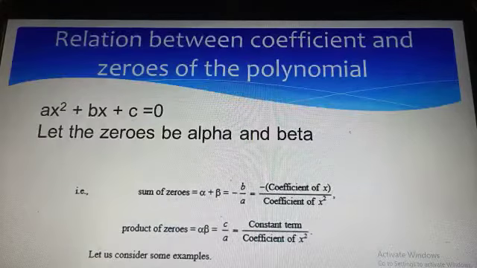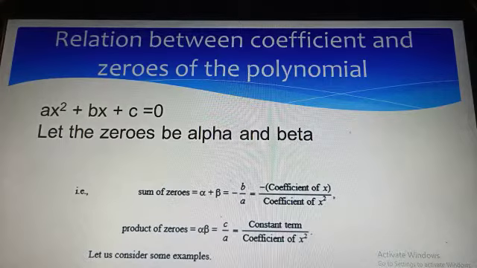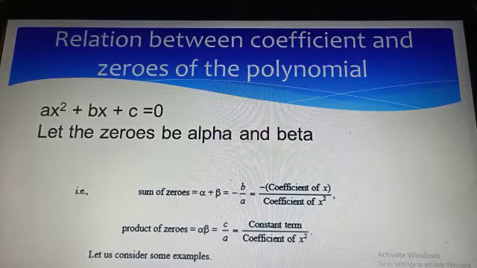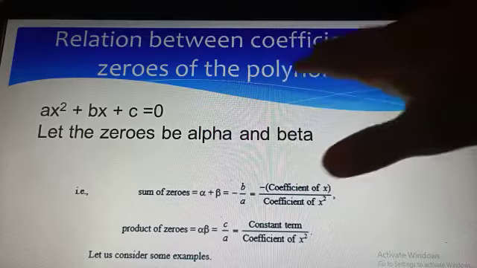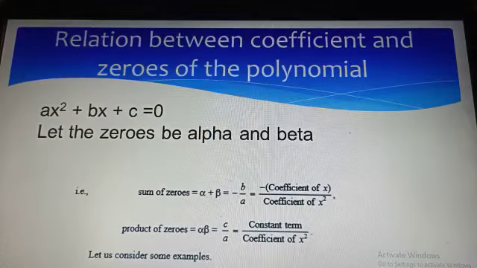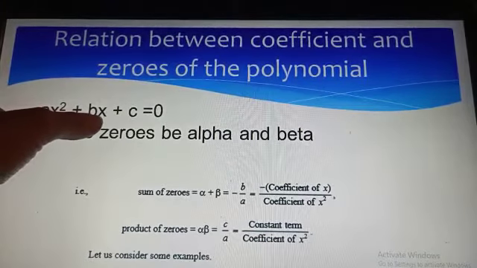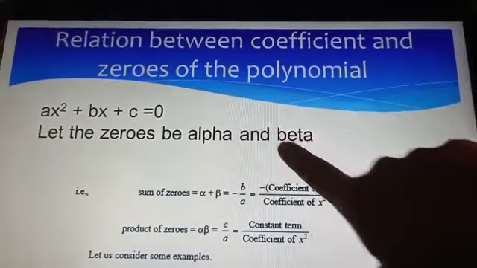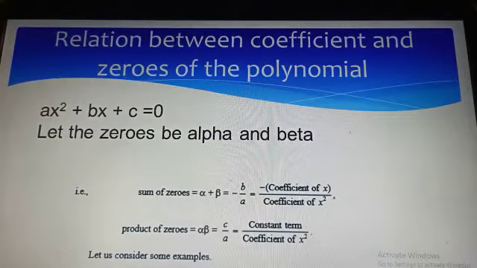Before we go to the second exercise, students, I would introduce you to the topic of the relation between coefficients and zeros of the polynomial. The general form of a quadratic polynomial is written as ax square plus bx plus c, where a is the coefficient of x square, b is the coefficient of x, and c is the constant. Let the zeros be alpha and beta. This is the alpha symbol, this is the beta symbol. Then the sum of the zeros.